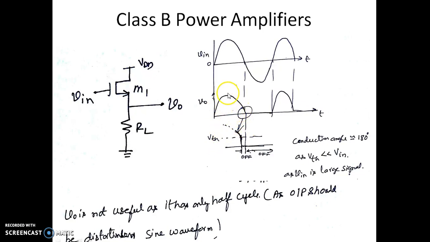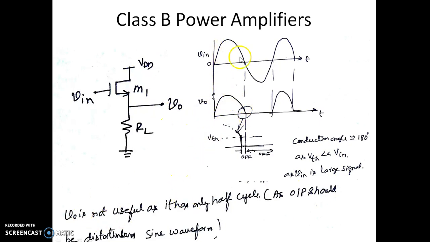So even though it is not conducting for the entire 180 degrees, the threshold voltage we are considering, which is 0.4 or 0.5 volts, is very small compared to the input voltage, because we know that for power amplifiers the input voltage is very large. As V threshold is very small compared to V in, we still consider the conduction angle to be approximately equal to 180 degrees. Theoretically speaking, the conduction angle is slightly less than 180 degrees. But considering the magnitude of the input voltage and the threshold voltage, we write it as approximately equal to 180 degrees.